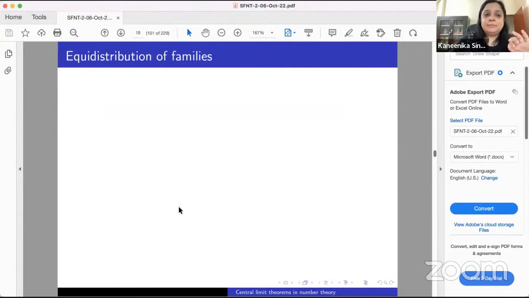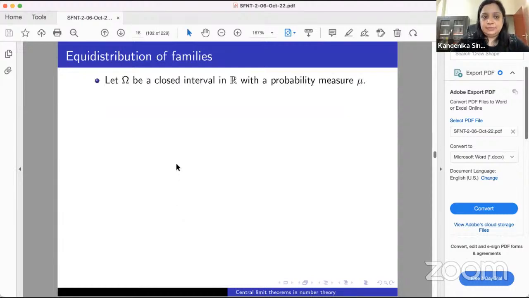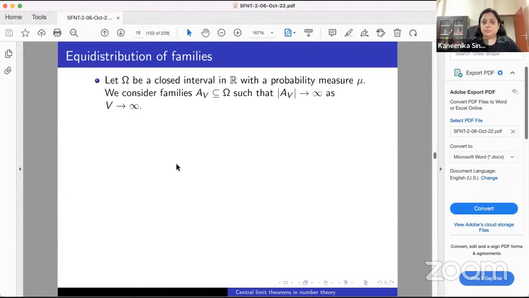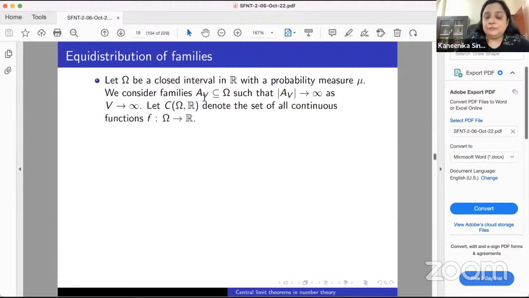Okay, now let me just make some remarks about distribution of families, or what is called equidistribution. So let us take omega to be a closed interval in R equipped with some probability measure mu. What we do is we consider families, or finite sets, A_V lying in omega such that the cardinality of A_V goes to infinity as V increases. Okay, so we've got this collection of families which are parametrized by V, and they keep increasing as you vary your V. Since your omega is a closed interval in R, let us consider the set of all continuous real valued functions on omega.